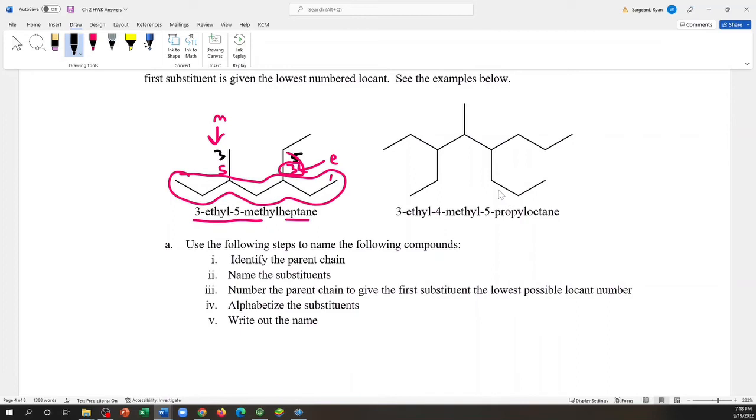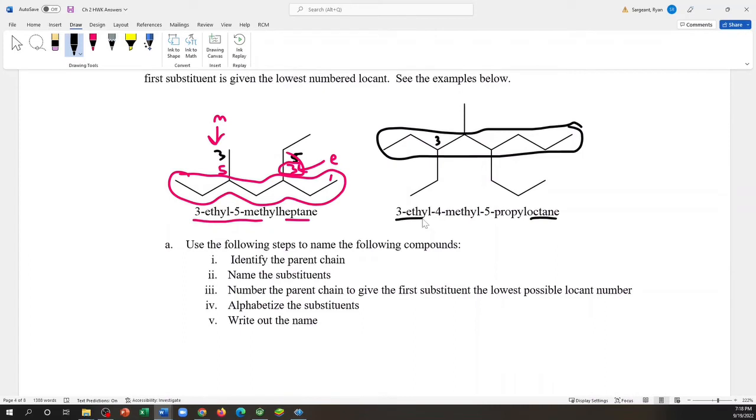Let's go ahead and look at how we came up with the name for this one. The parent chain name is octane, 1, 2, 3, 4, 5, 6, 7, 8. There's my parent chain. If I start numbering from the left-hand side, then the very first substituent that I encounter is at the number 3. If I start numbering from the right-hand side, then I don't encounter a substituent until the number 4 position. That's an easy win. Always number from the side that makes your first locant have the smallest number.